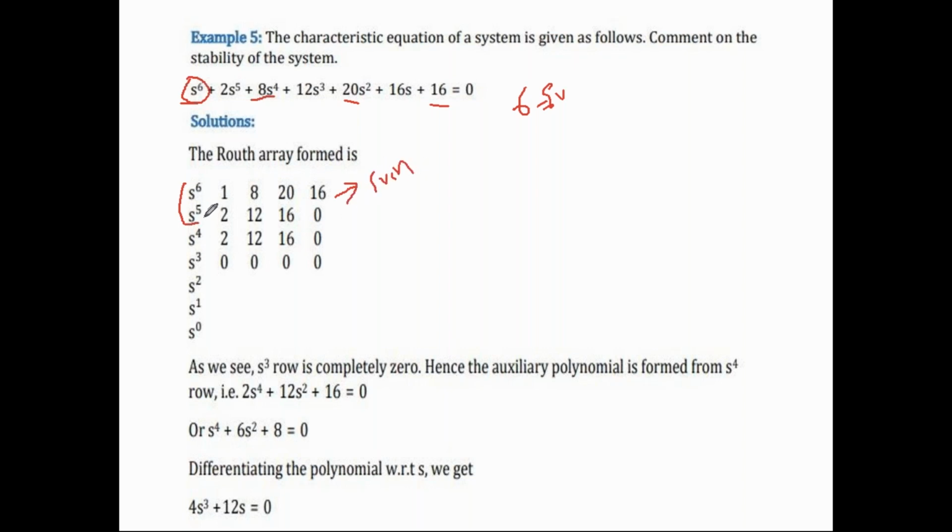And next s power 5. So s power 5 has the odd coefficients, that is 2, 12, 16. So there is no term, right? We have to keep 0. Next, this is the order we need to consider: s power 6, s power 5, s power 4, s cubed, s square, s power 1, and s power 0. First of all, we make these two rows using the characteristic equation. Now we need to find the remaining terms.